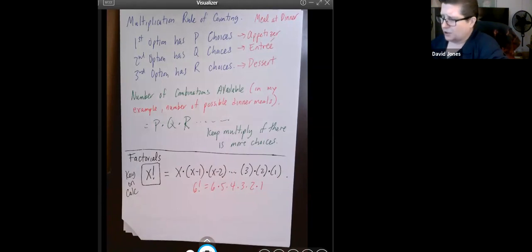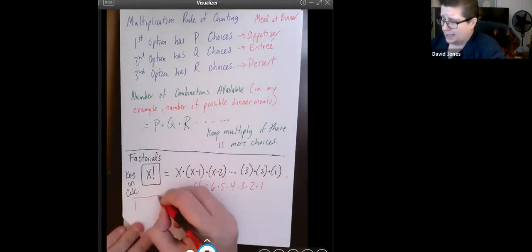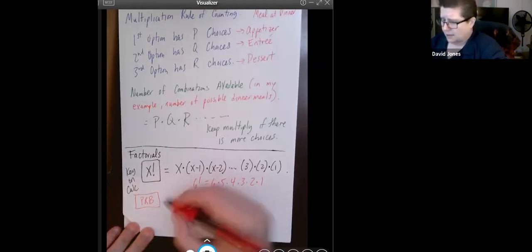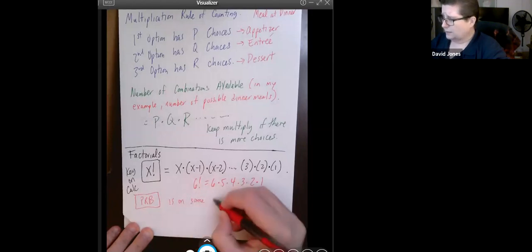On some calculators, you might see a PRB key. My calculator doesn't have it. It is on some calculators, and it's used in this section as well.